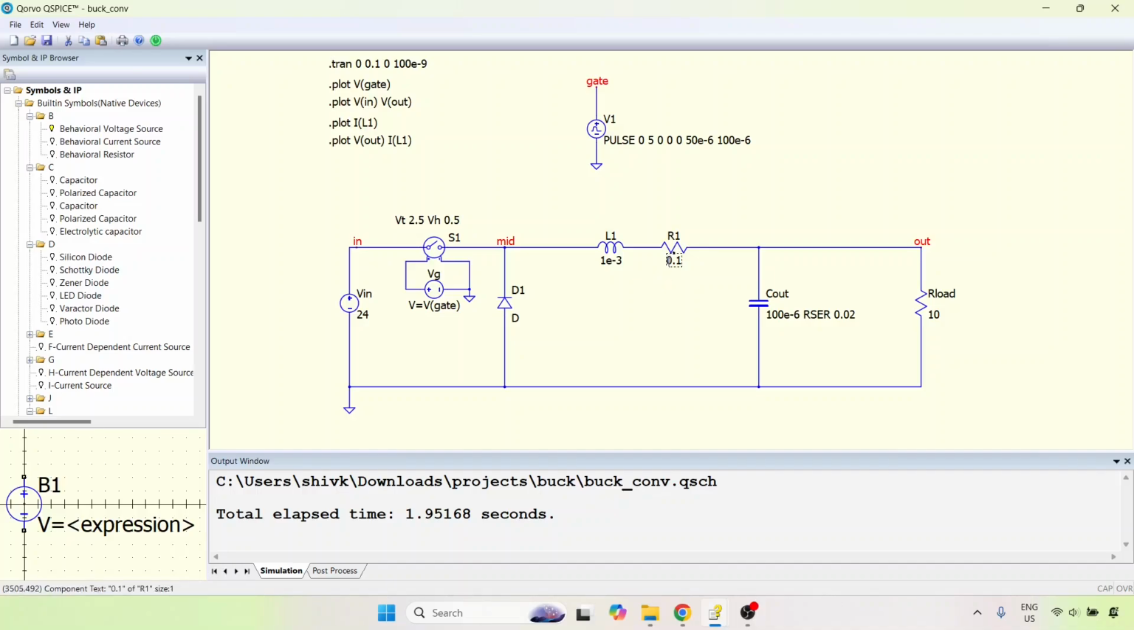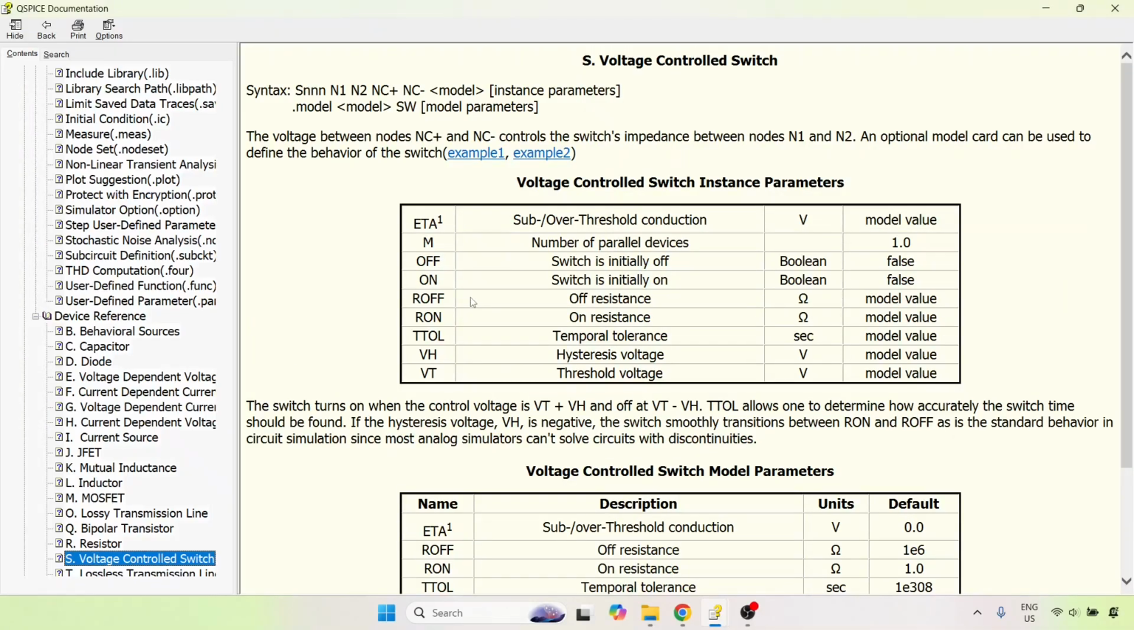But remember that this resistance is not just the winding resistance of the inductor, but it's also a representation of the losses in the inductor, the core loss, the hysteresis loss, and other magnetic losses that may be there. Similarly, this capacitor Cout also has its own series resistance. But there is one series resistance that we must take into account, and that is of this switch. So let me go and have a look.